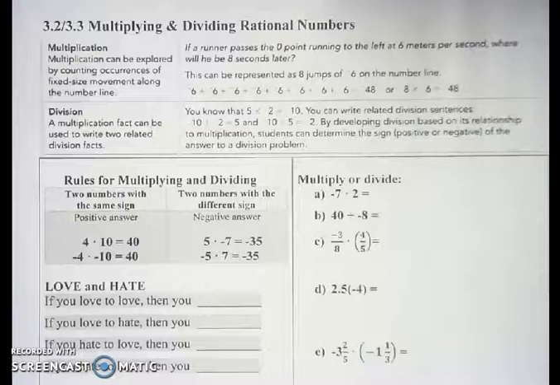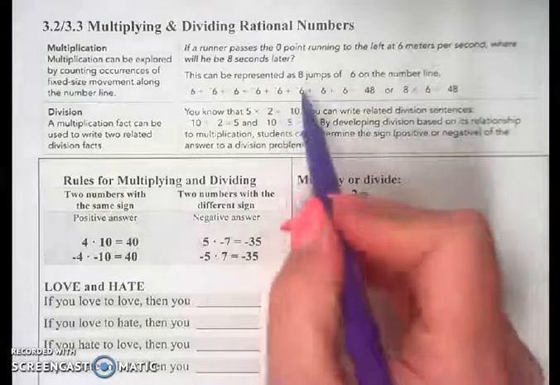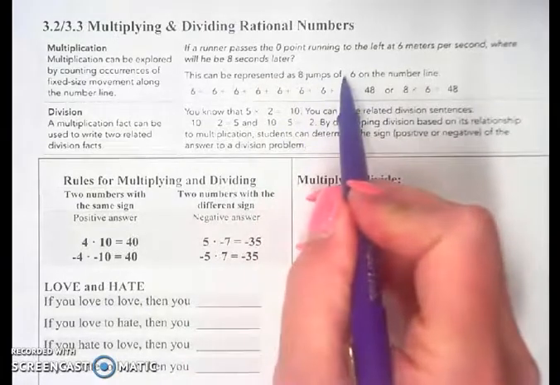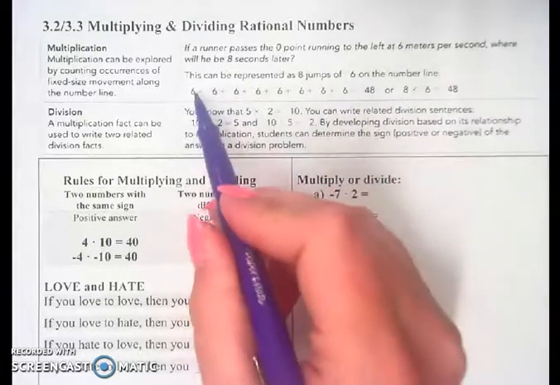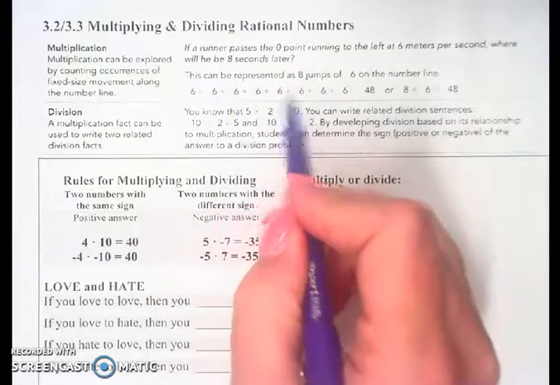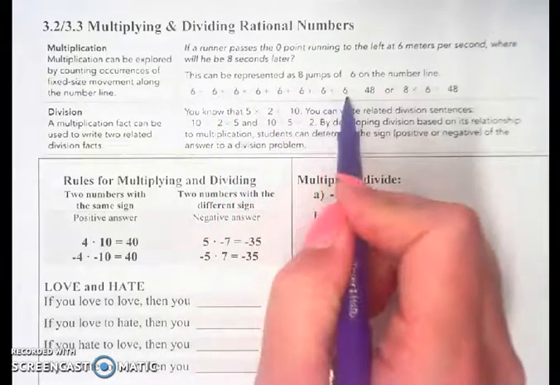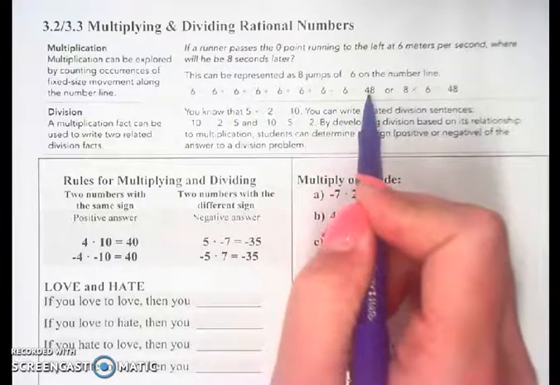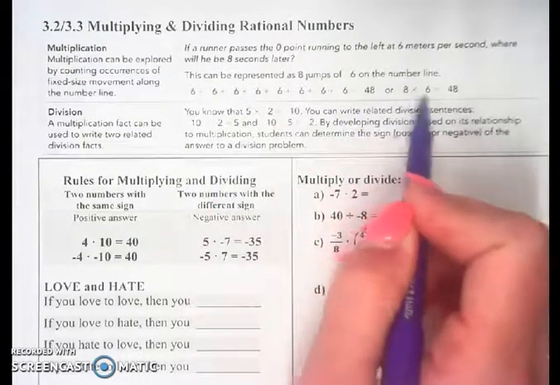This is the notes for Unit 1, 3.2 and 3.3, multiplying and dividing rational numbers. Our idea is multiplication is repeated addition. So if I have 8 jumps of -6, 8 times 6 would go 6, 12, 18, 24, 30, 36, 42, 48. So I can repeatedly add, or hopefully we've memorized 8 times 6 is 48.